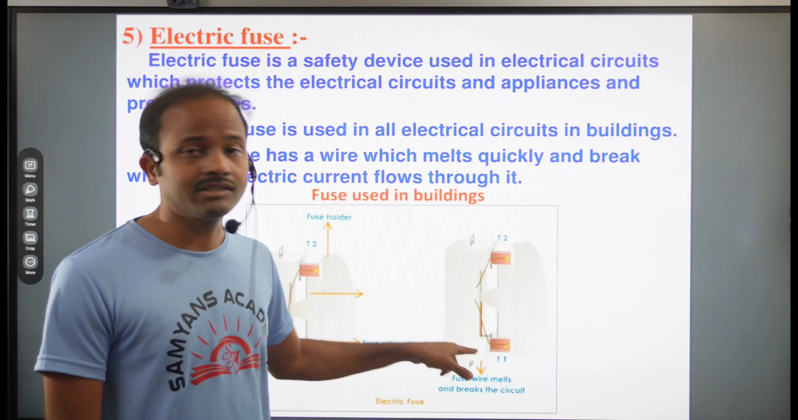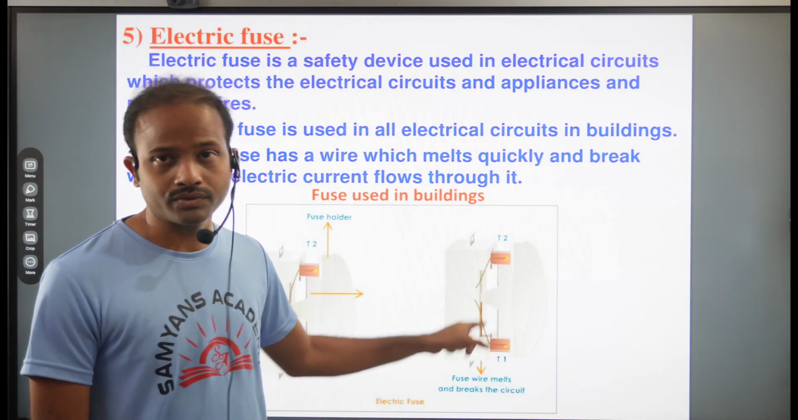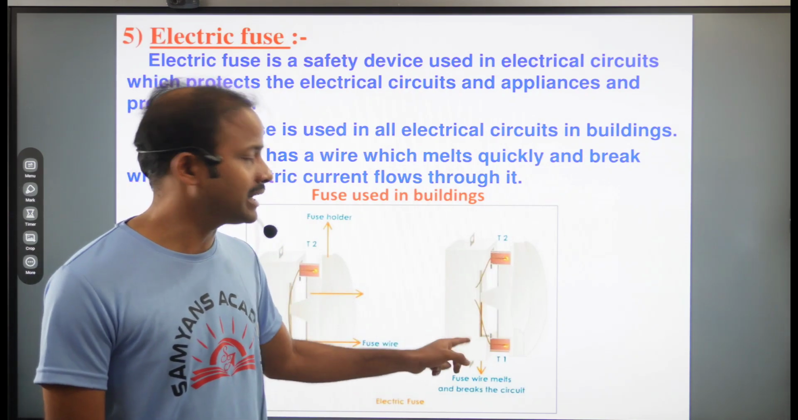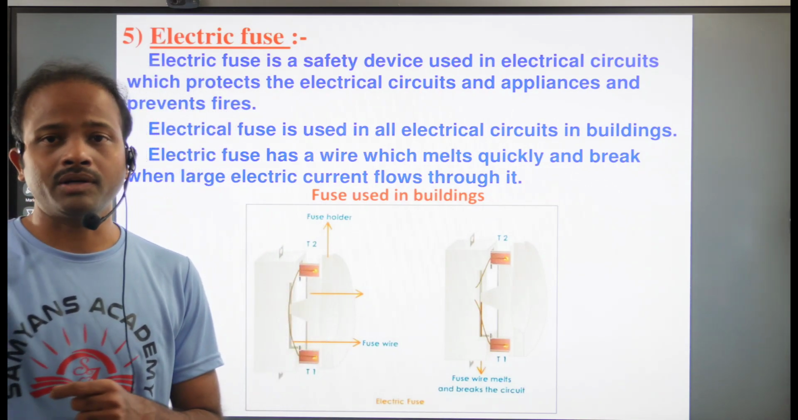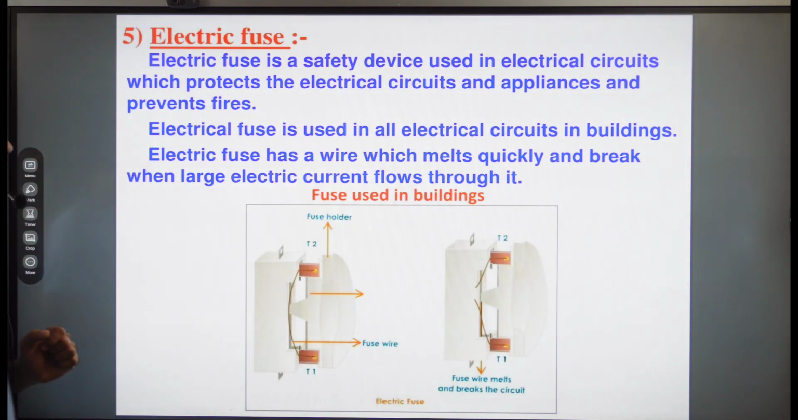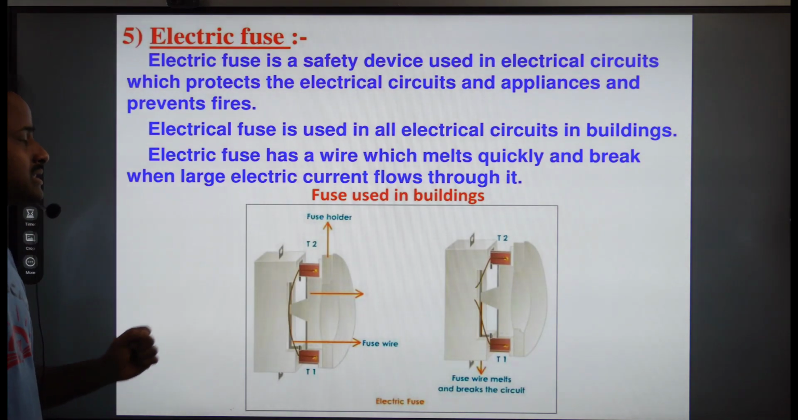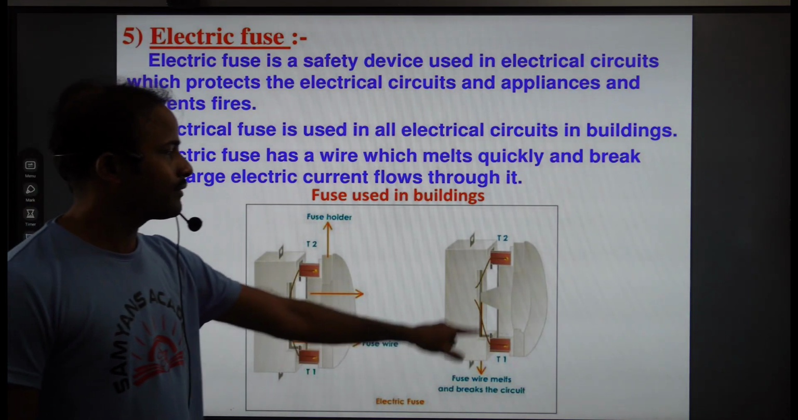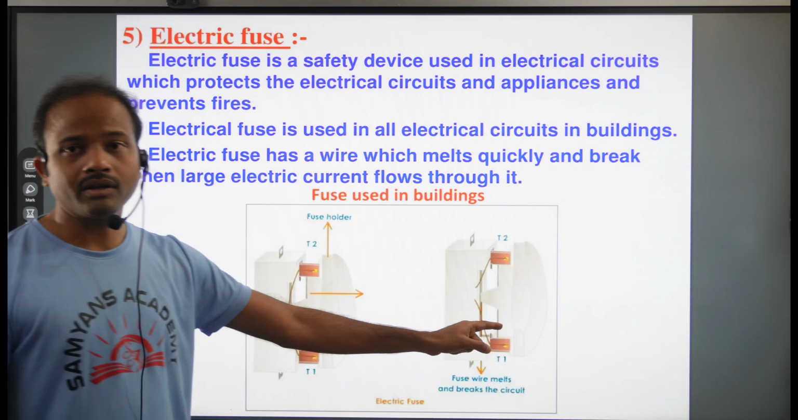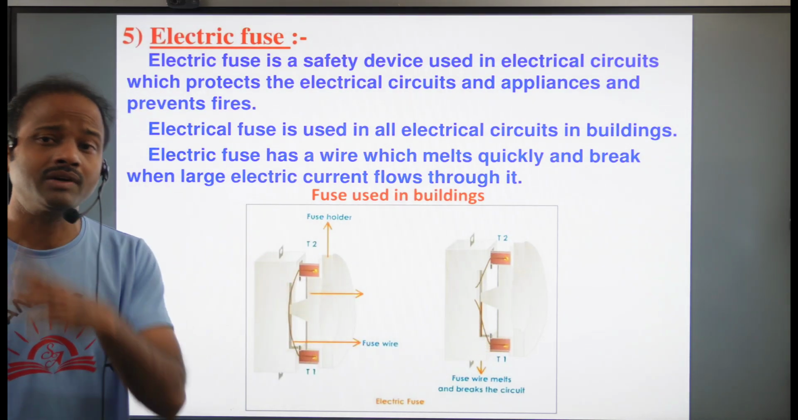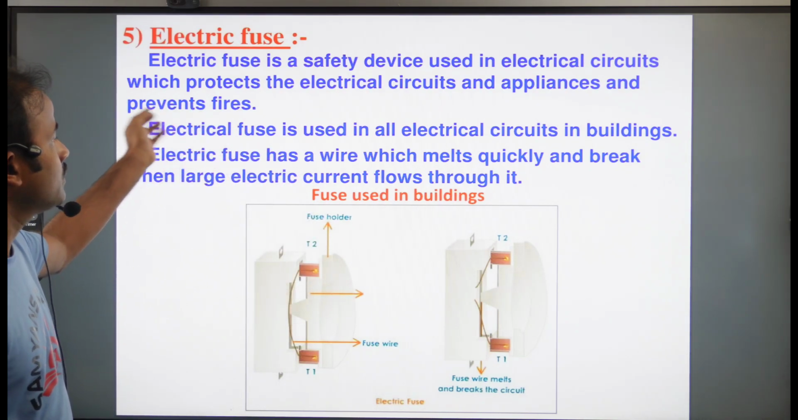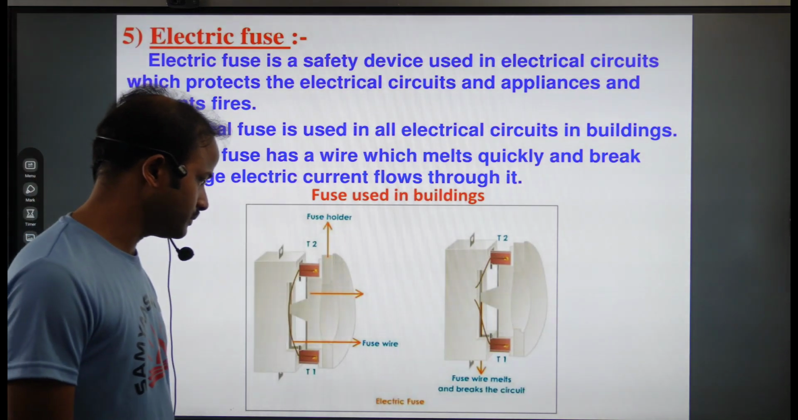When excess electricity is passed through it, what will happen? First it will fuse, means it will melt and break. Because of that, electricity does not pass further into our home, right? So in this way the electric fuse works. Electric fuse is used in all electrical circuits in buildings. Electric fuse has a wire which melts quickly and breaks when large electric current flows through it. Because of that, the excess current will not pass into our electric circuit, and we save all appliances from fire, from electrical damage, and shock also, right?